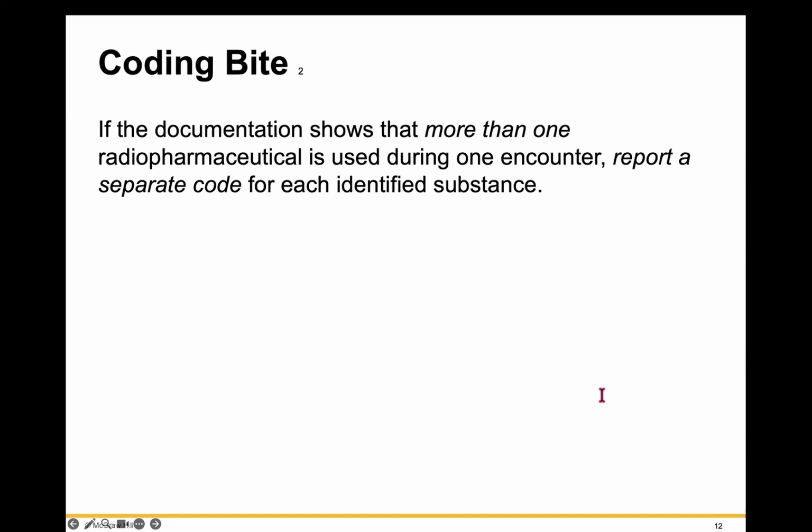Tracking multiple procedures and substances: when there's more than one radiopharmaceutical utilized, each must be coded separately. And then, always stay current with those coding guidelines. Coding guidelines change yearly. Sometimes they can change quarterly. So it's really important to stay up to date with your coding rules and regulations.